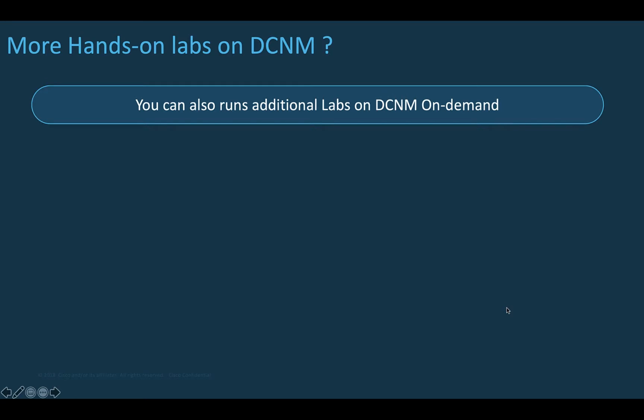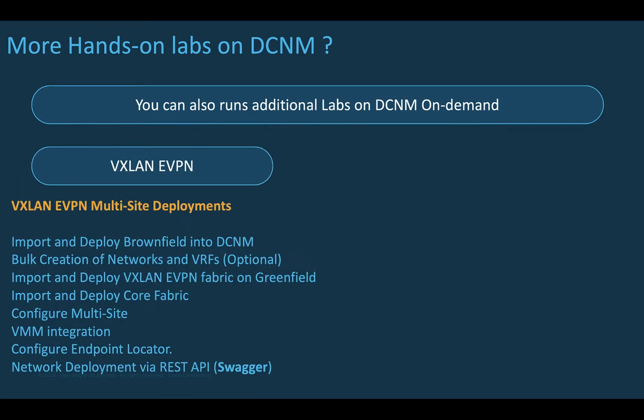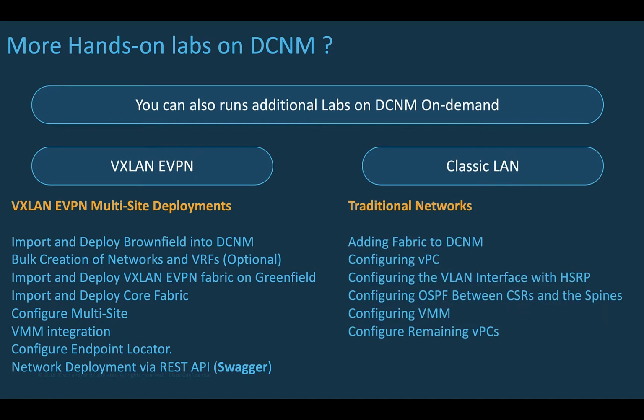Now, feel free to run the labs on the Cisco dCloud. They are very useful, and there are currently two main labs on DCNM 11. One that covers the VXLAN EVPN with the classical brownfield imports, multi-site deployment, REST APIs, and much more. And another lab that covers the classic LAN.